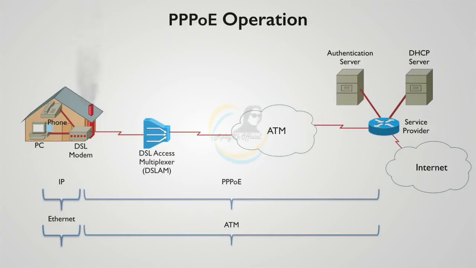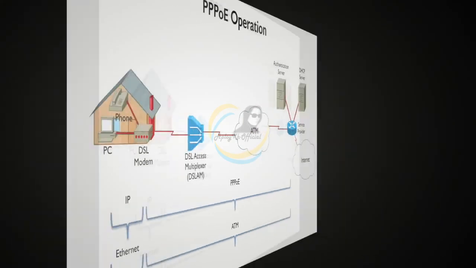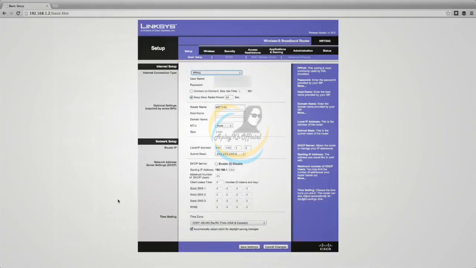And if you've ever set up a DSL modem, or maybe a wireless router that was connecting into your service provider, you may have been prompted to provide PPPoE credentials. It might look something like this. You select PPPoE for your internet connection and you provide a username and a password. What you're really providing there is a PPP username and password.